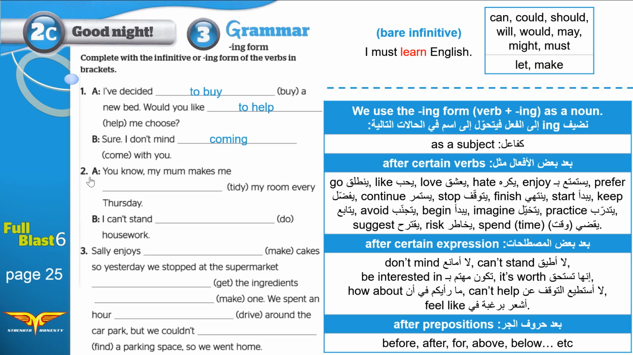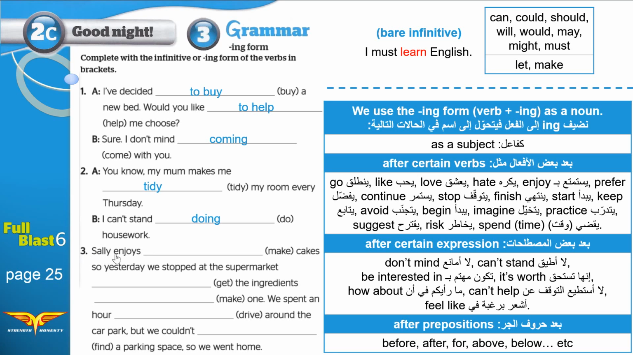2. A. You know, my mom makes me. Oh, do you see the verb make here? My mom makes me tidy my room every Thursday. Don't add to before the verb. Don't add ing to the verb. Why? We have makes. Make. B. I can't stand doing housework, like cleaning and washing and drying.